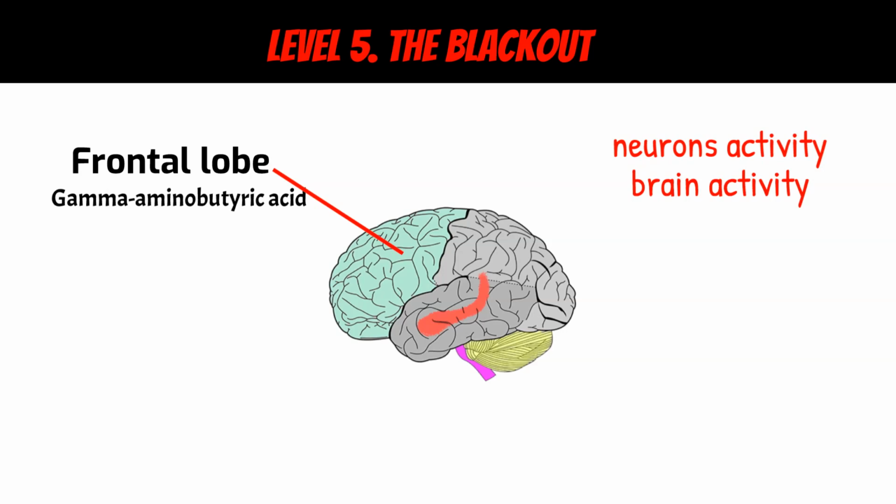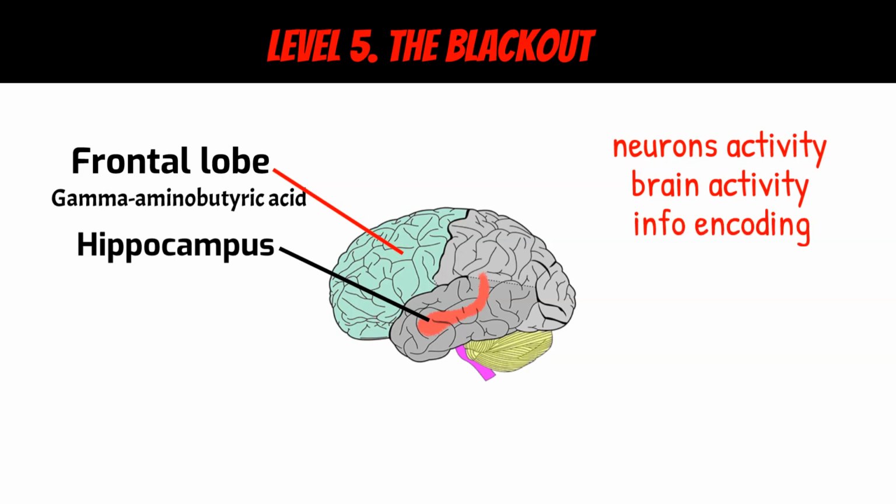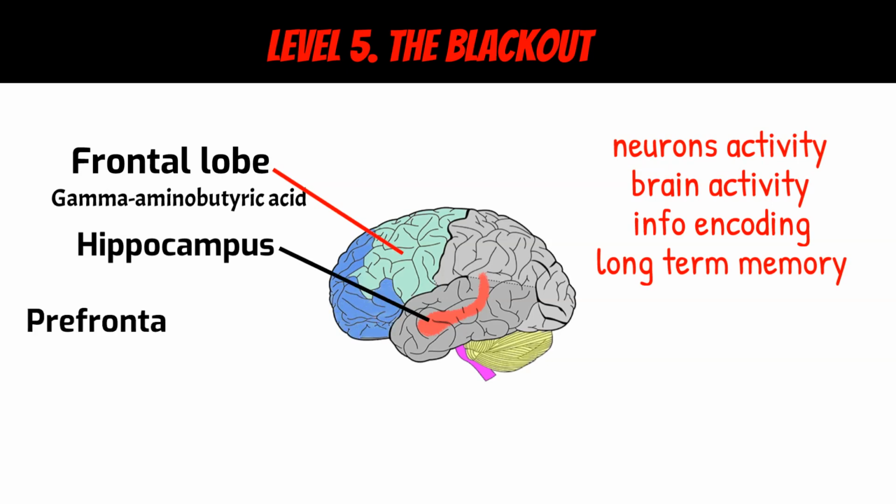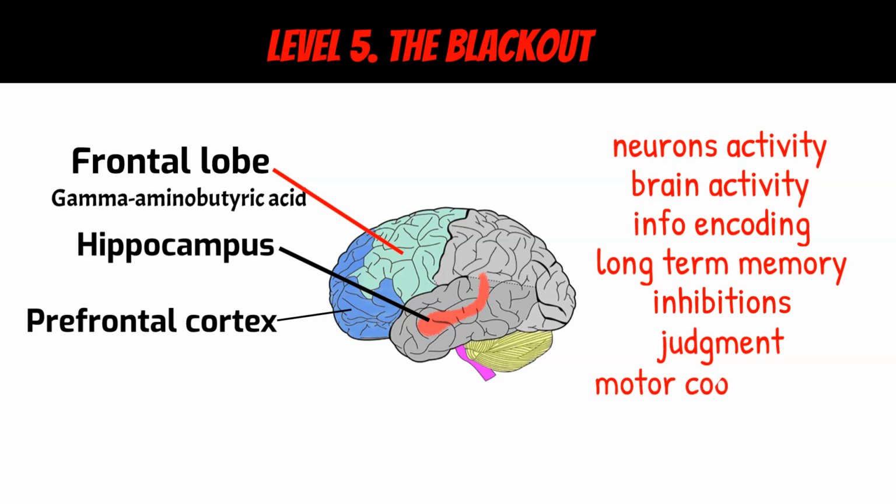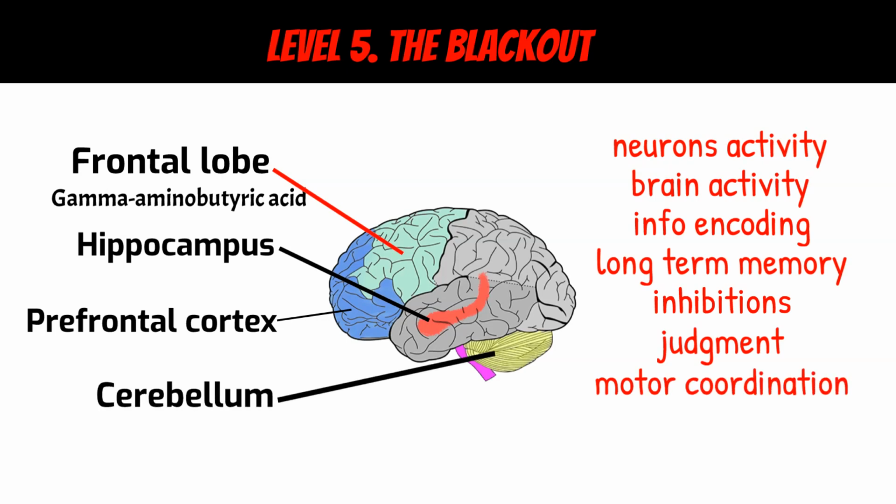Alcohol disrupts the normal functioning of neurons in the hippocampus, making it difficult for the brain to encode new information into long-term memory. The individual may experience a significant loss of memory. The prefrontal cortex is harmed severely, so the individual experiences a loss of inhibitions, judgment, and impaired motor coordination. The cerebellum is impaired severely, so the individual is barely able to walk, stand, or maintain their balance.